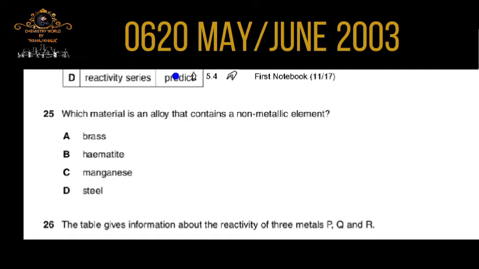MCQ number 25. Which material is an alloy that contains a non-metal element? Brass is an alloy, hematite is not an alloy, manganese is not an alloy, steel is an alloy. But brass doesn't contain a non-metal, so that option is out. Steel contains carbon, so it is right.